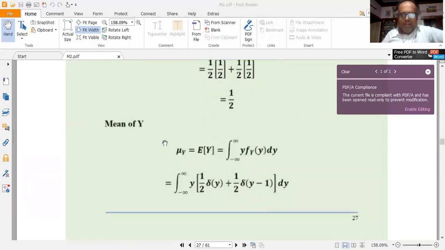Next, find the mean of y. Mu y equal to expected value of y. This can also be written as my also.